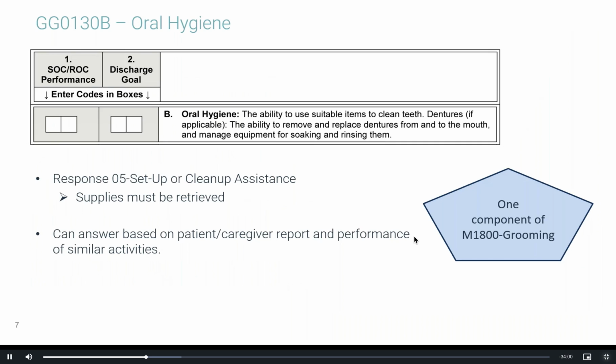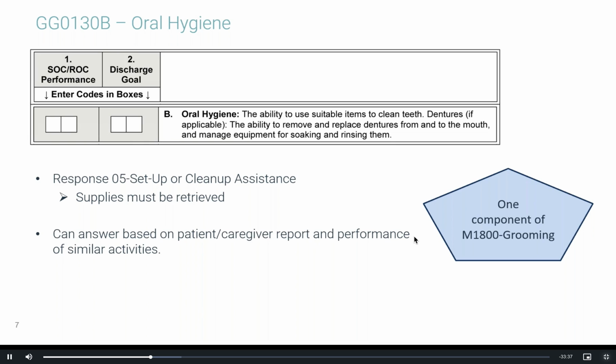Now, if we look at oral hygiene in our GG0130 item, here we have just one component really of M1800 that we're assessing. So with this, keep in mind that if they need to have someone put supplies within reach or go retrieve them and take them to the patient, then response 5, setup or cleanup assistance, is going to be what we want to select.